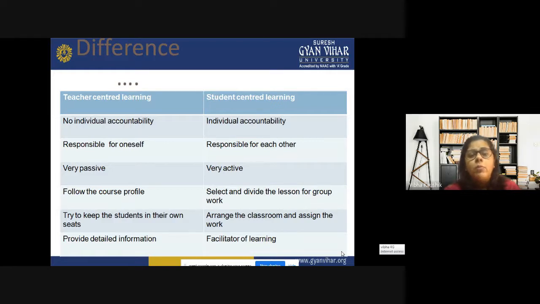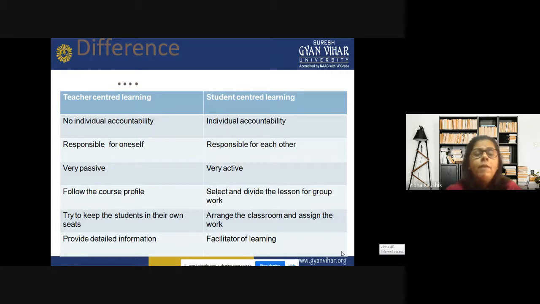Now, the difference between teacher-centered learning and student-centered learning. In teacher-centered learning there is no individual accountability, which means students are not accountable for their own learning. Whereas in student-centered learning there is individual accountability: it is the duty and responsibility of every individual to take part. In teacher-centered learning, the responsibility is for oneself, and in student-centered learning, the responsibility is for each other.